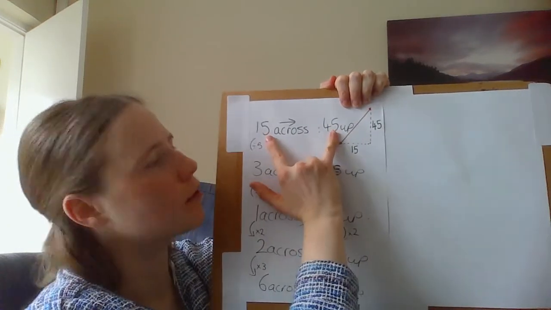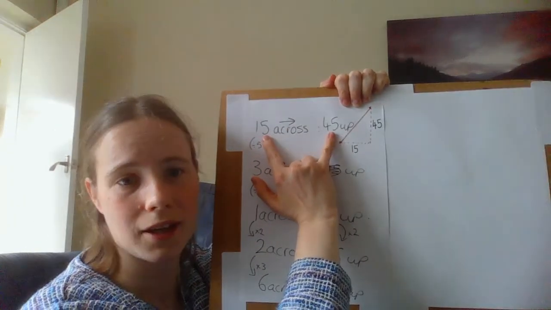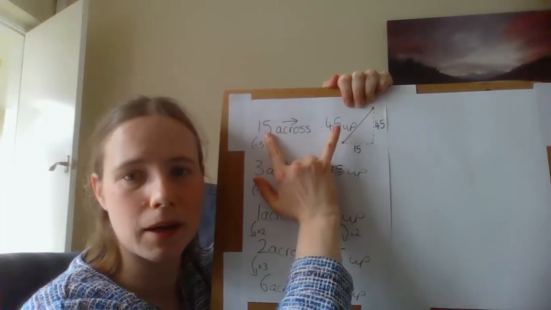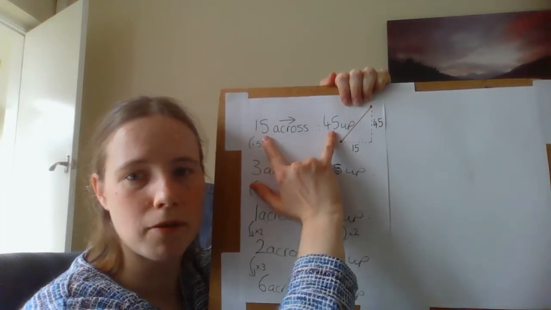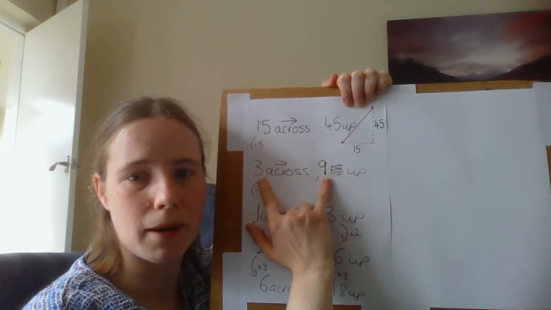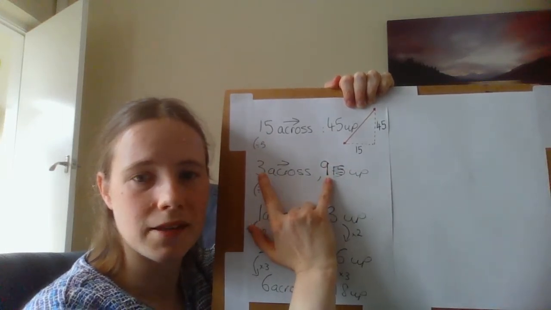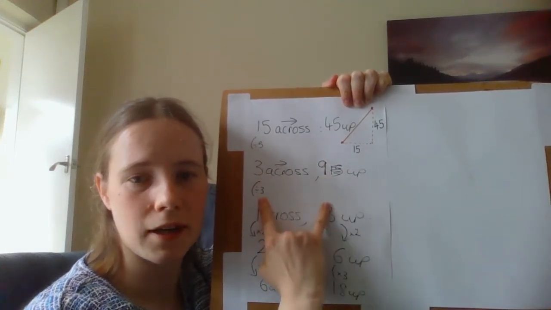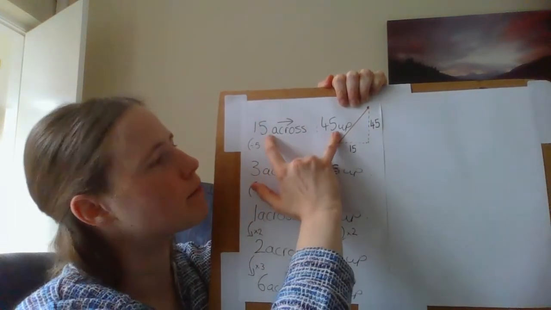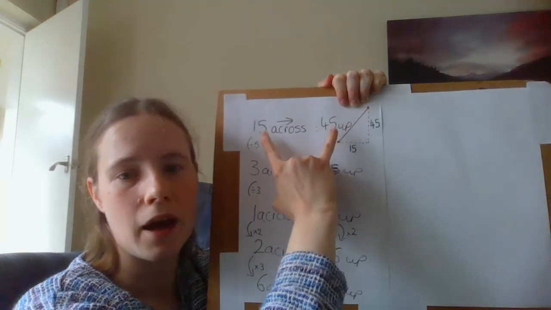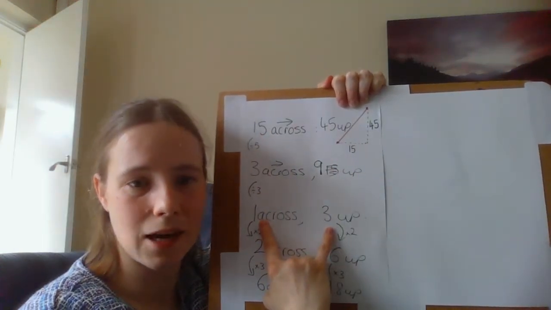Now, the really cool thing about this is it works like a ratio. So I can find any number that divides both of these, and I can divide down. For example, both of these divide by 5, so I can make it 3 across 9 up. And still, both of these divide by 3, so I can make it 1 across 3 up. Or I could have noticed that both of these were in the 15 times table and divided by 15 straight away to get down here.